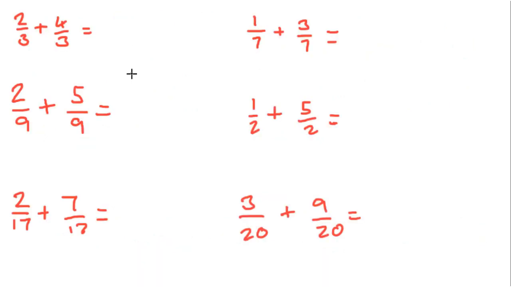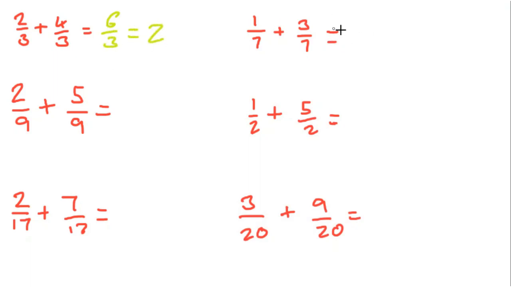For these examples, we've got fractions and we're adding them together, but they already have the same denominator, so all we have to do is add up the numerators, so that makes it nice and simple. So for this first one, we have 2 plus 4 over 3, so that's 6 over 3, and that's just equal to 2.